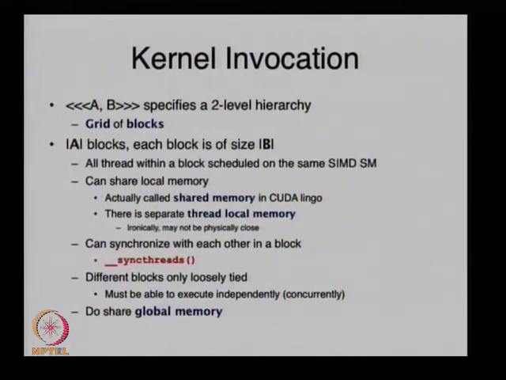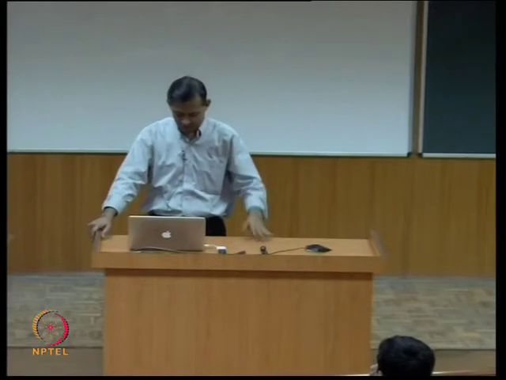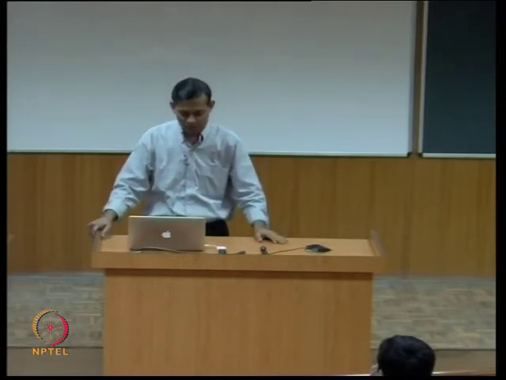As I had mentioned, all threads within a block are scheduled in groups of 32 called a warp on the same SIMD. They will have access to the same shared memory, but 2 blocks, because you don't know whether they are going to be scheduled on the same SM or on different SMs, cannot see each other's shared memory. And that becomes visible in the programming model also, because you cannot allocate shared memory for multiple blocks.